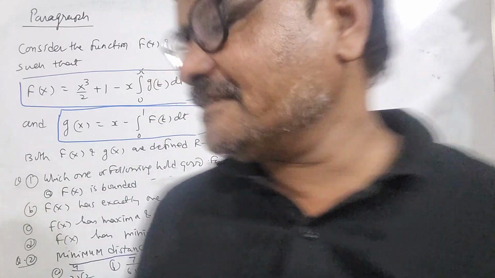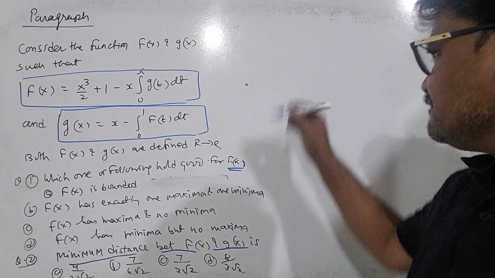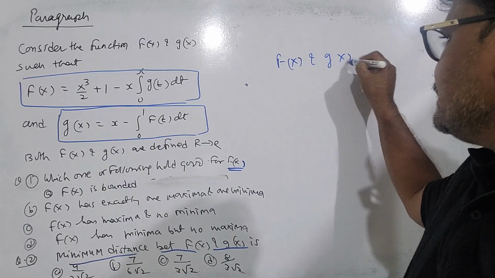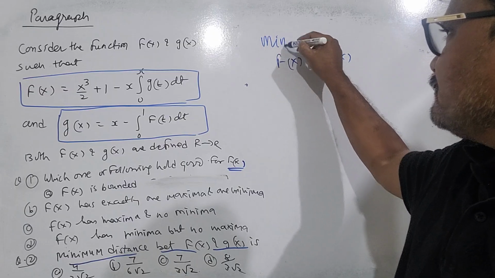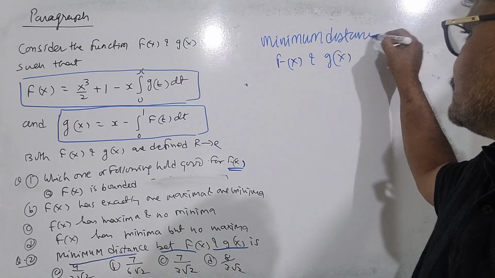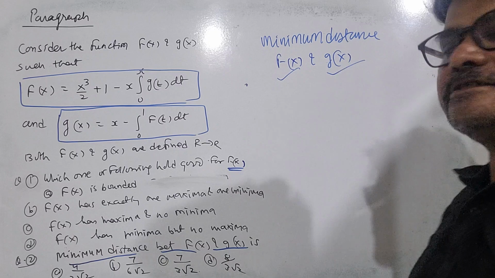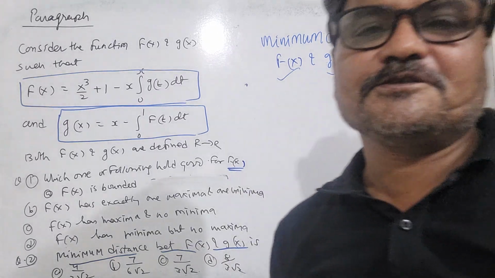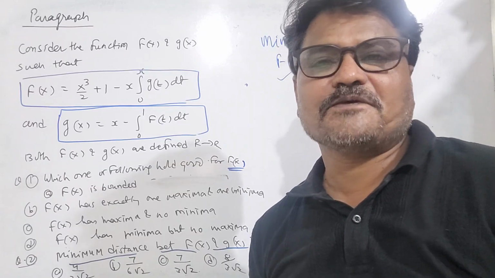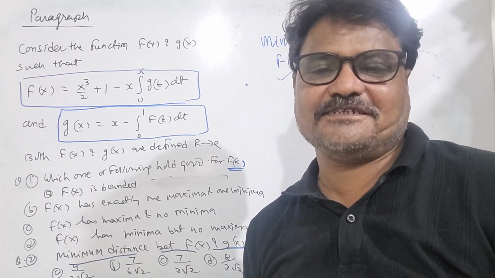And the second question is the minimum distance between f(x) and g(x). We have to find out the minimum distance. Now f(x) is a curve, g(x) is a curve, and the minimum distance between the two curves always occurs along the common normal. And when the concept of normal is there, the concept of tangent is also there.